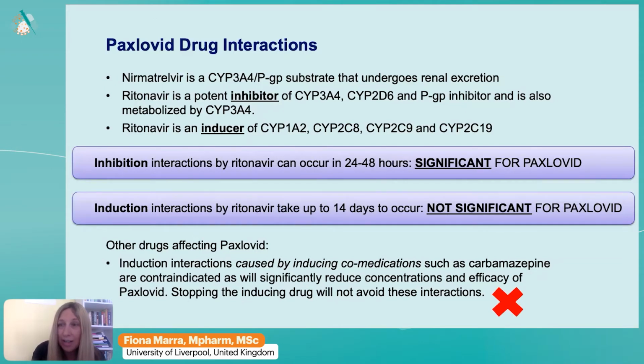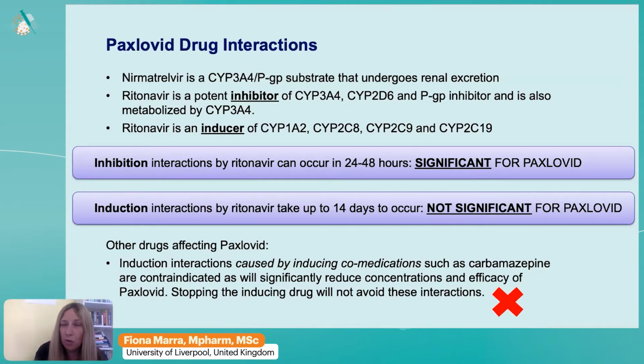So nirmatrelvir is a CYP3A4 substrate and P-gp substrate that undergoes renal excretion. However, it's the ritonavir, as you know, that causes all the problems. Ritonavir is a potent inhibitor of 3A4, 2D6 and P-gp, metabolized by 3A4, and these are significant for Paxlovid. The inhibitory effect of ritonavir can occur within 24 to 48 hours. So when we're talking about a 5-day course, these are really important and we need to be aware of them.